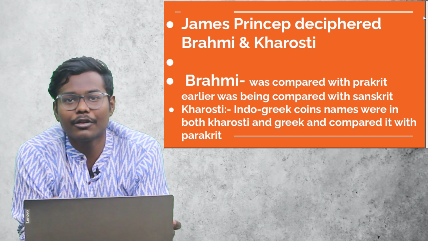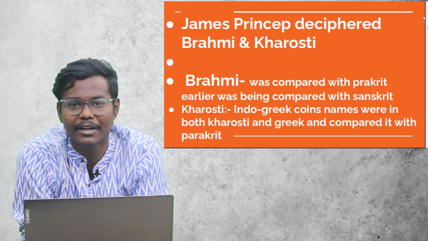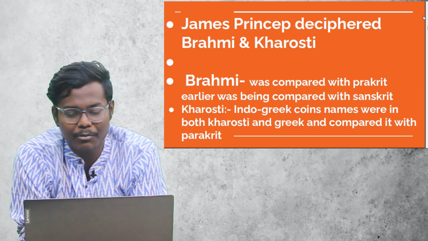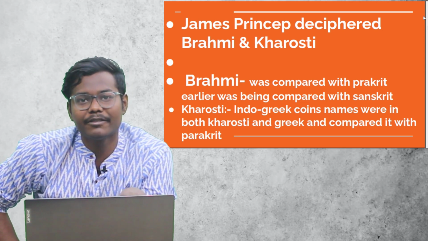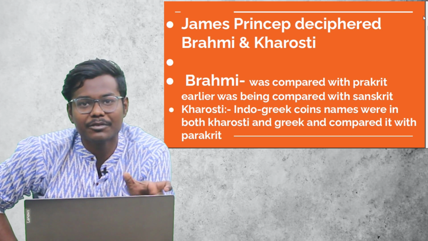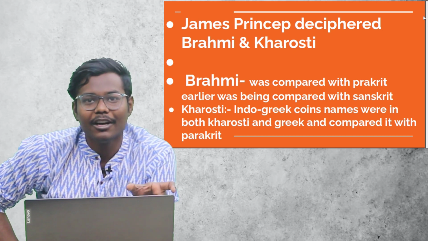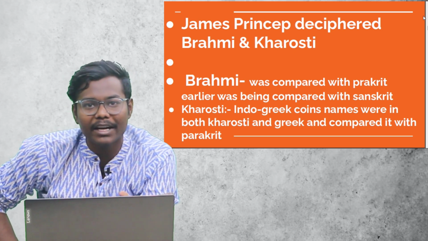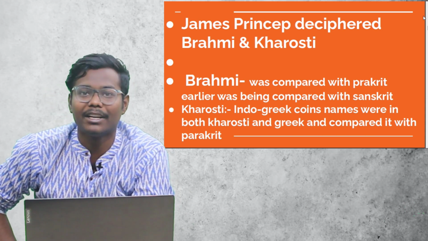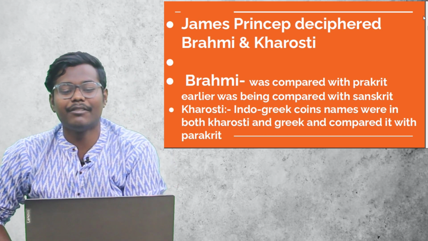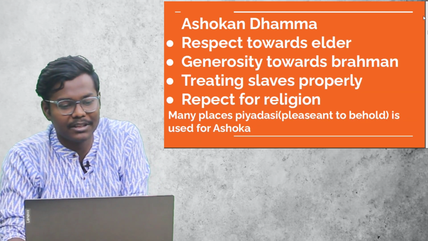And Kharosthi: the Indo-Greek rulers ruled in India for a period of time. During that time they issued coins in which Kharosthi as well as Greek was there. So their names were written in both languages. Obviously the British could read Greek, so they compared it to see what the Kharosthi would be. And when we compared Kharosthi with Prakrit, a triangle was made, and finally we were able to decipher Kharosthi also. Both credits go to James Prinsep.